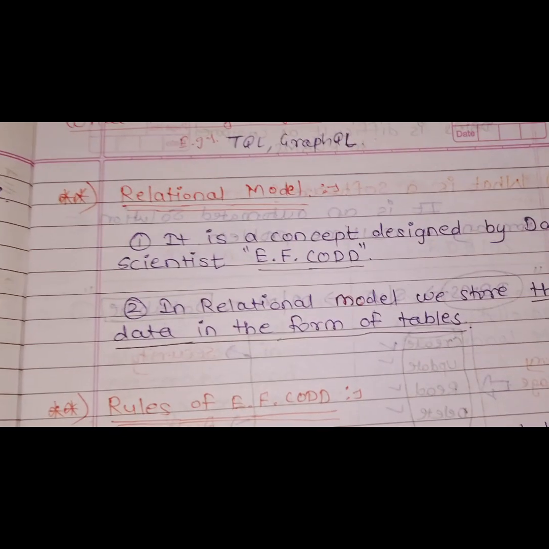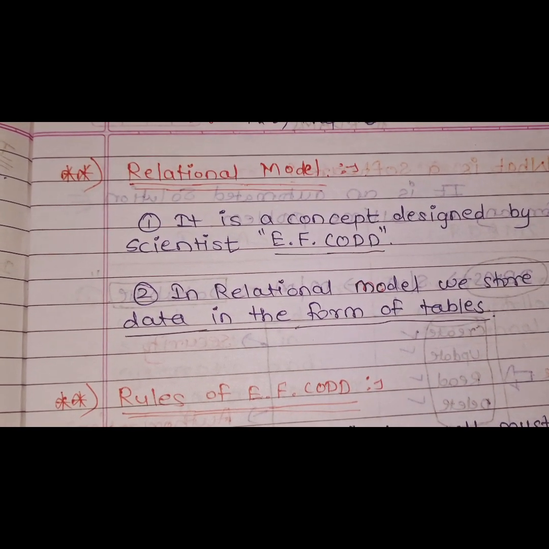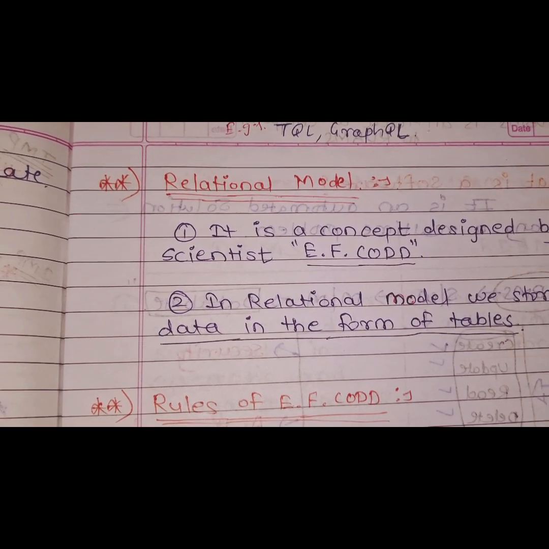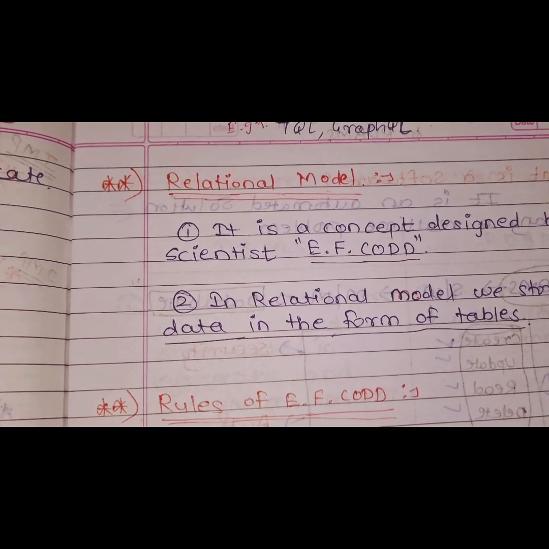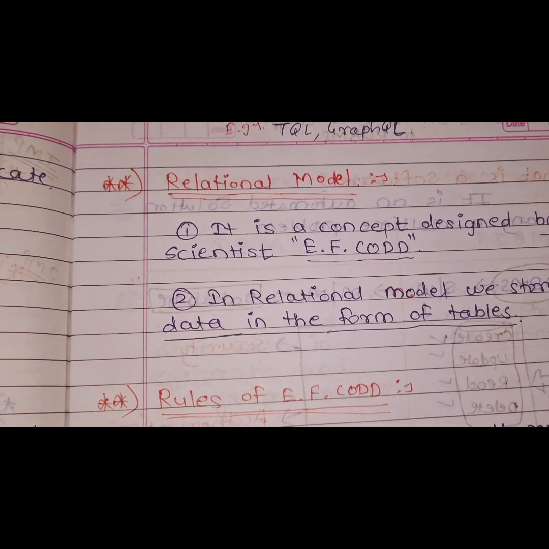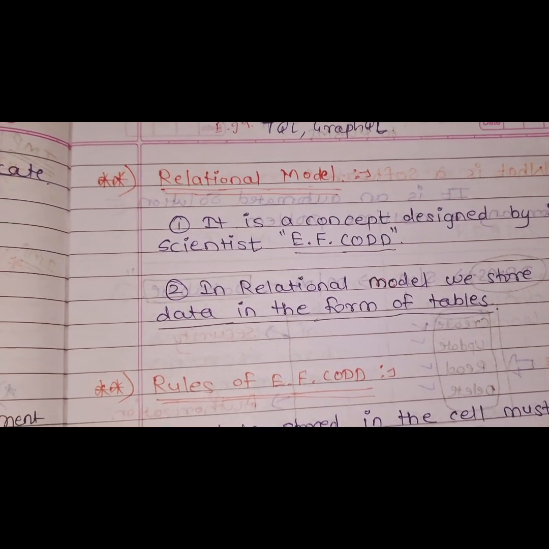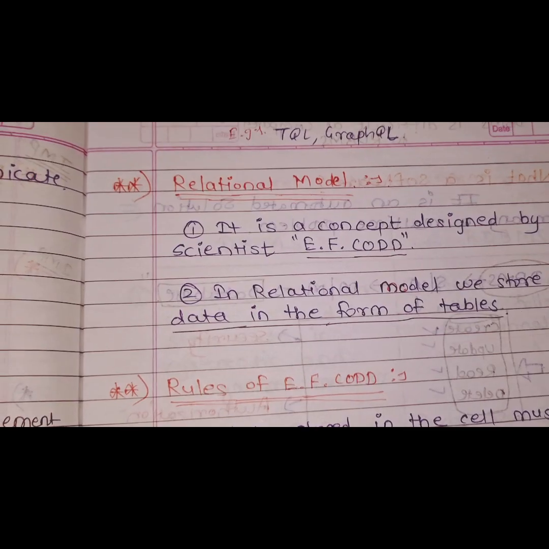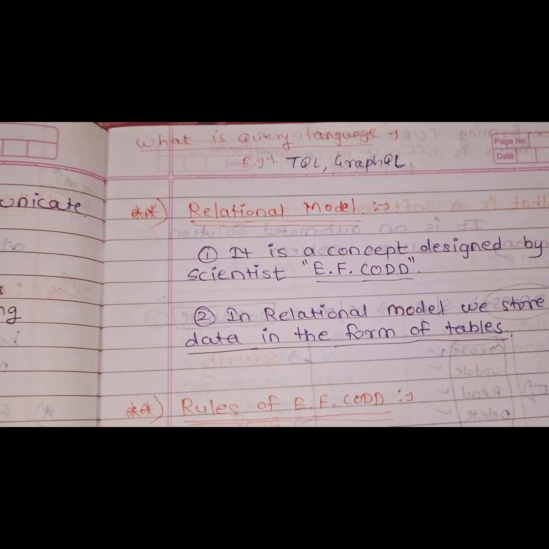Let's understand what is a relational model. The relational model is a concept designed by the data scientist E.F. Codd. E.F. Codd is a scientist who designed the relational model. In the relational model, we store the data in the form of tables. As I have given you an example, storing the student data in the form of tabular format is nothing but the relational model.